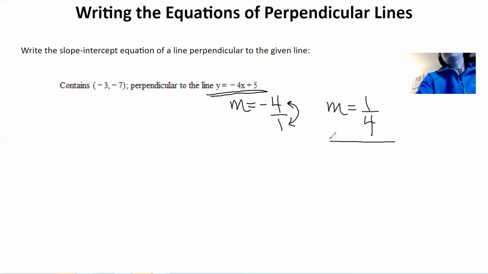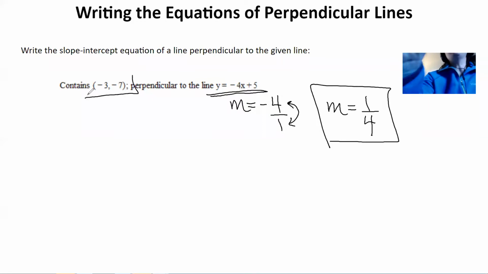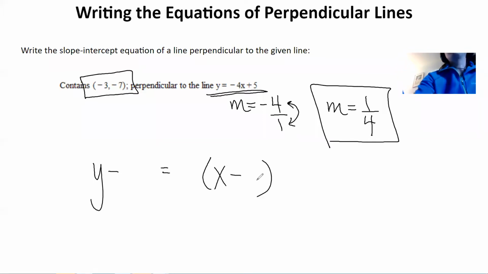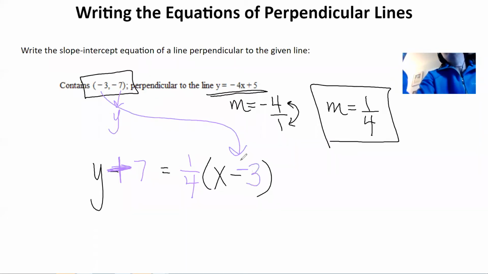So now I'm going to take this and this, and I'm going to use my old friend point slope. So my slope is 1/4. And my point, -7, is my y value. Remember, y is always second. So that goes in there. Oh, negative, negative, turn it positive. And then the same thing with my x. The -3 is my x value, so it goes in here. But we got to turn it positive.